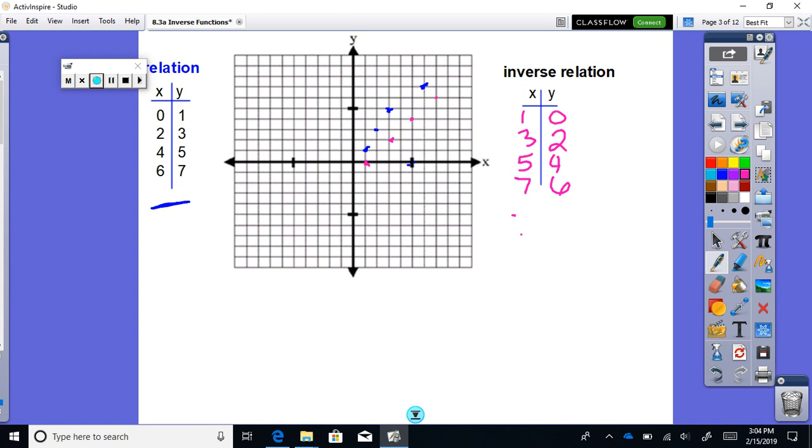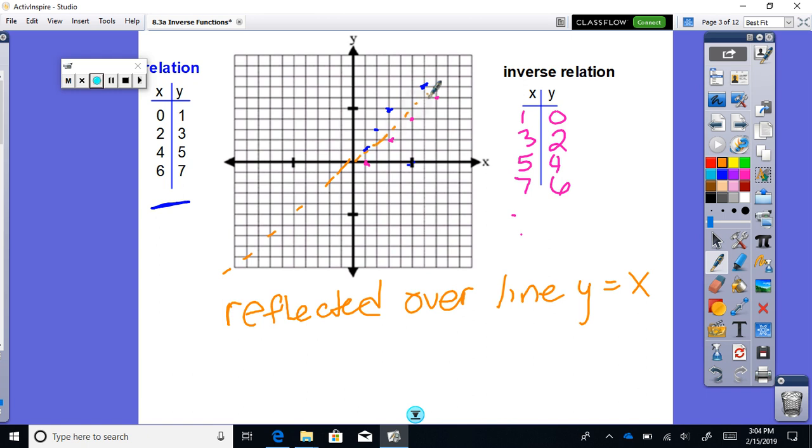Now you might notice a couple things here. One thing I want you to notice is that an inverse relation is reflected over the line y equals x. That's this line right along the diagonal. It has a y-intercept of 0 and a slope of 1. So notice how those points there are reflected over that line.